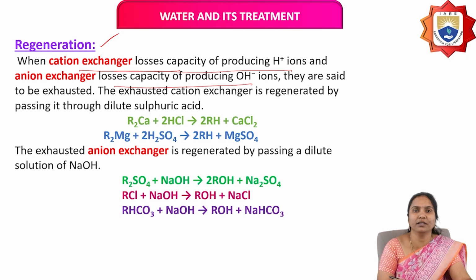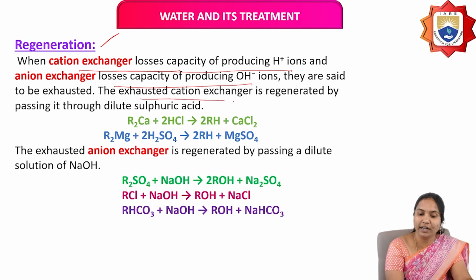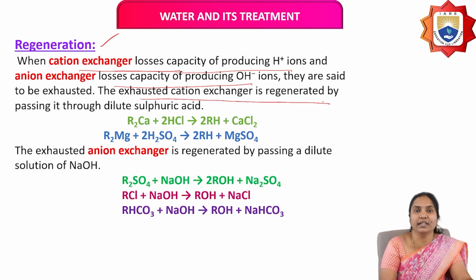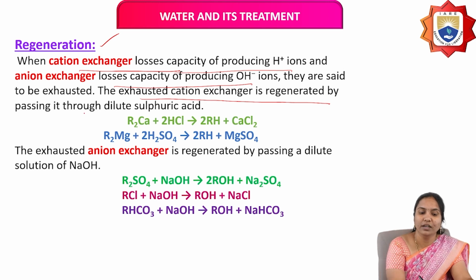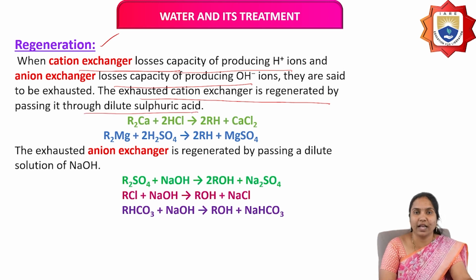So in this case, that means the cation exchange resin or anion exchange resin is exhausted. So how can we regenerate this cation exchange resin and anion exchange resin? The cation exchange resin is regenerated by passing dilute acid like HCl or H2SO4 through it.